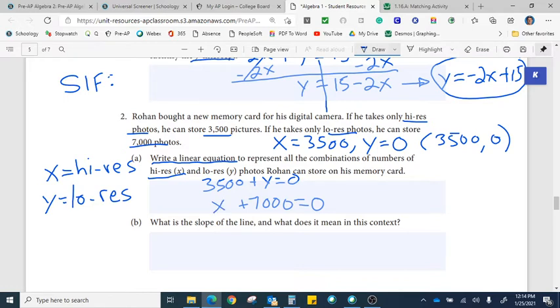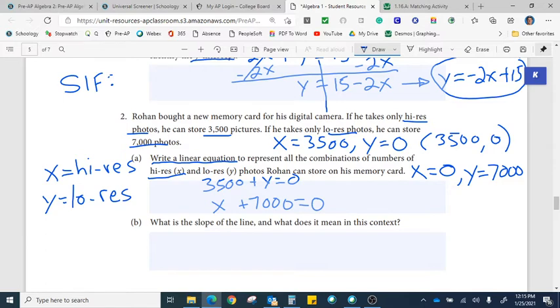So our other one is, we're only going to take low resolution photos. If we only take low resolution photos, that means we're not going to take any high resolution photos, so that's going to be 0, right? Alright, so in this case, we're going to have y equals 7,000.